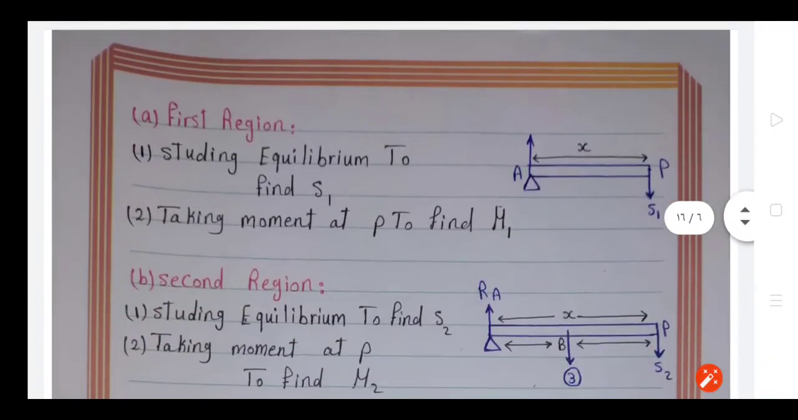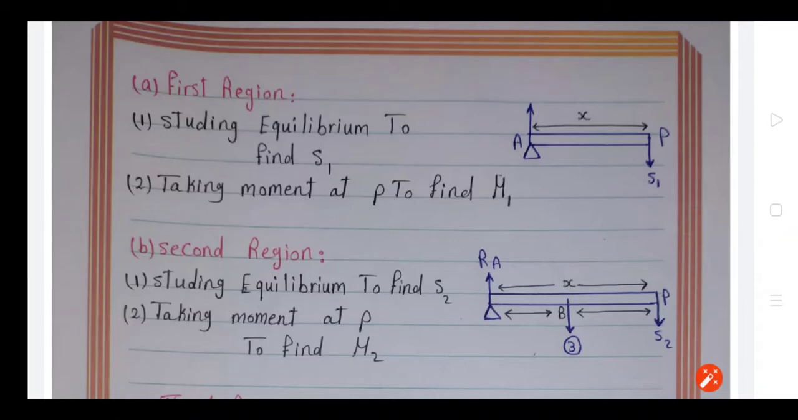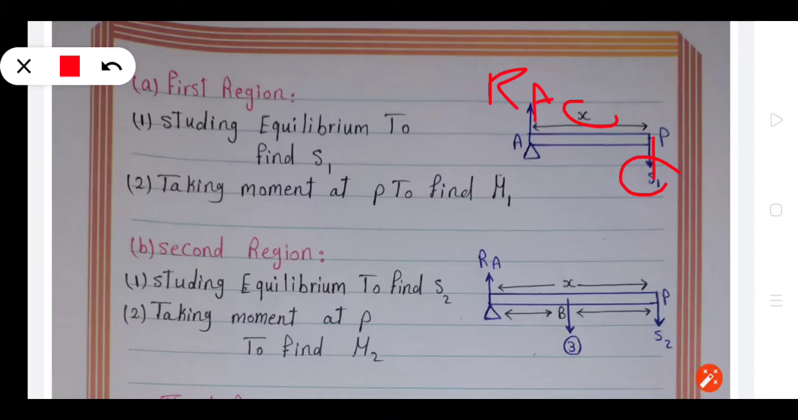Now, to solve every part, we should assume that a point B, which is at distance x from fixed point A, and the shearing stress at this point is downwards and given by S. The first region from A to B, distance is x and shearing stress is S1, and the reaction is RA.